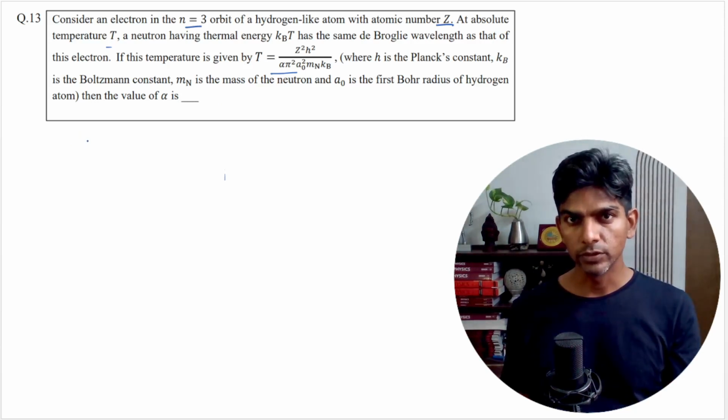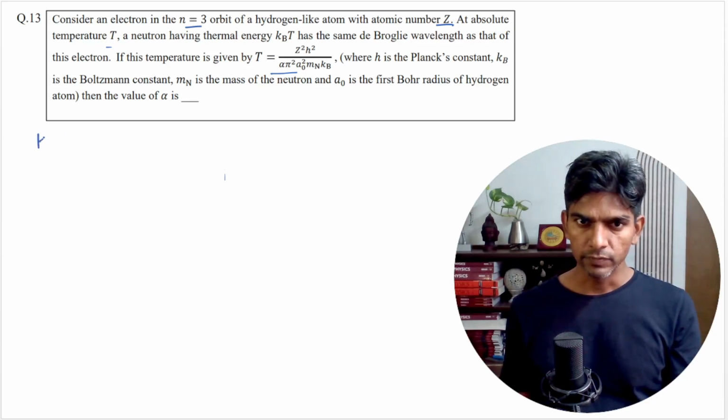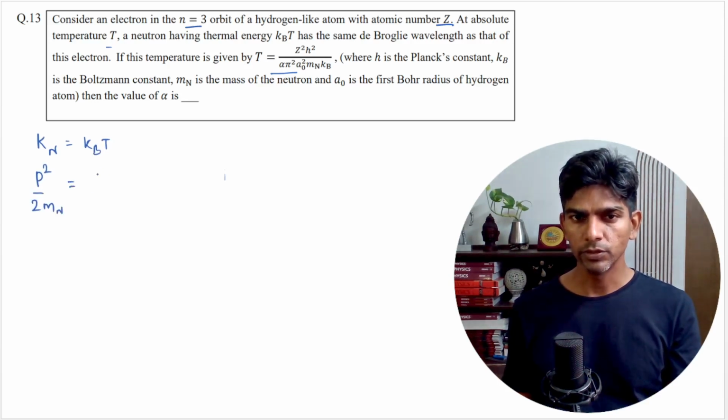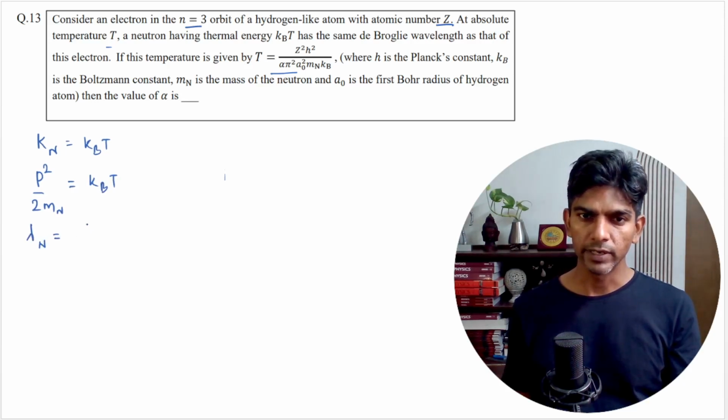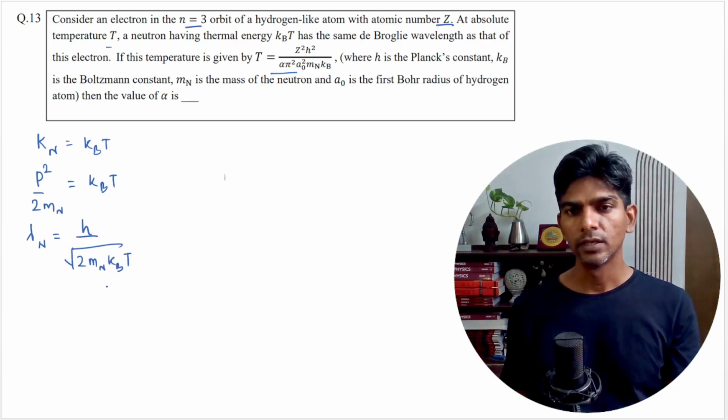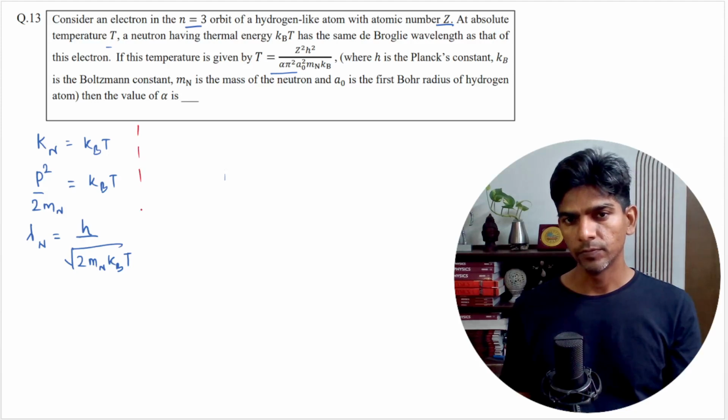So kinetic energy is given for the neutron, that will be kBT. And we know the kinetic energy is p square by 2m, where mn is the mass of the neutron. Now from this we can find the de Broglie wavelength of the neutron, that will be h divided by root of 2mn kBT, right? So we got the de Broglie wavelength. Now let us find the de Broglie wavelength for the electron, right? For that we require the expression for Bohr's radius. So let me do that.